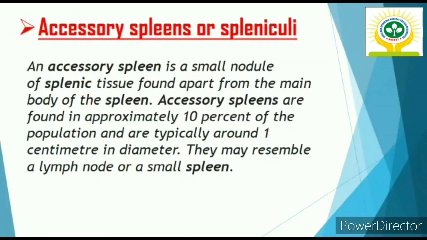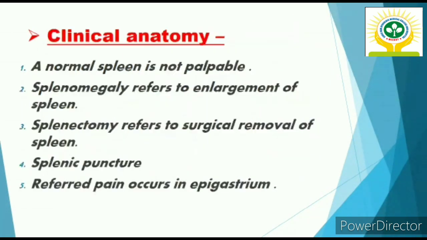Accessory spleens or spleniculi. An accessory spleen is a small nodule of splenic tissue found apart from the main body of the spleen. Accessory spleens are found in approximately 10% of the population and are typically around 1 centimeter in diameter. They may resemble a lymph node or a small spleen.